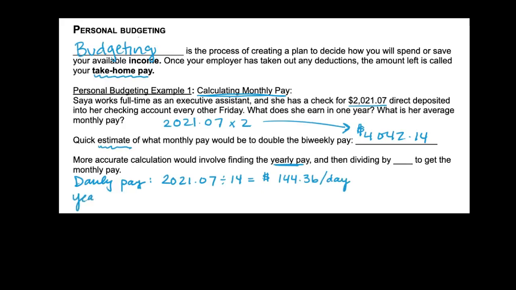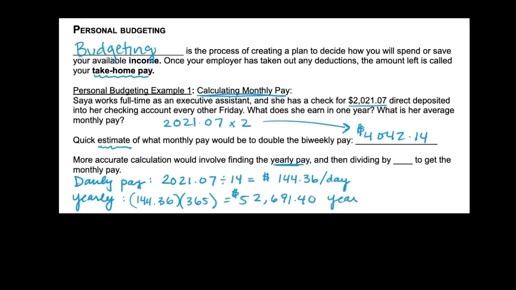Then we can take that number and get the yearly pay. We're going to take $144.36 and multiply by the number of days in a year, which is 365. If you multiply those two numbers, you end up getting $52,691.40. So this is how much she makes per year.